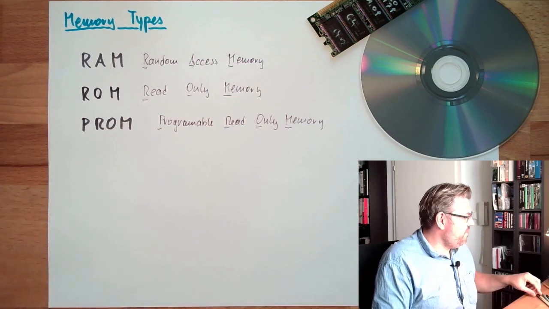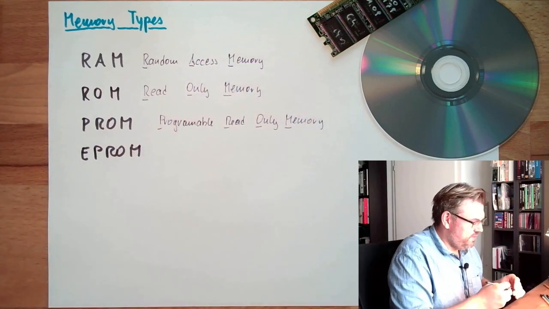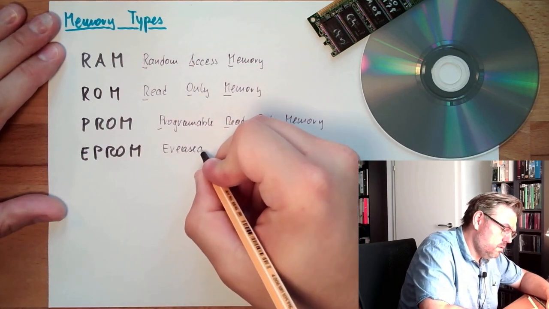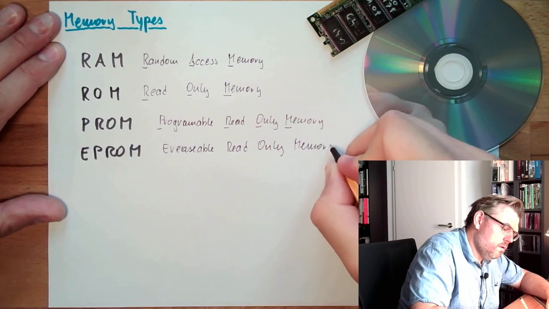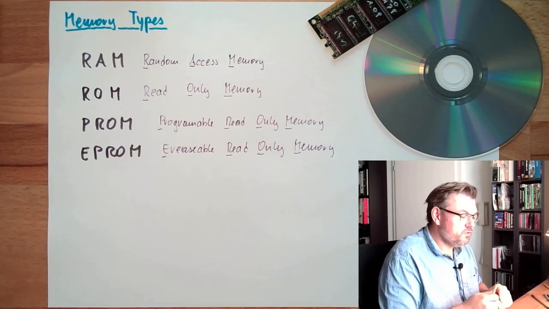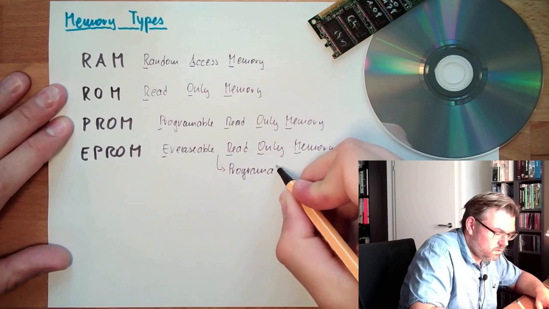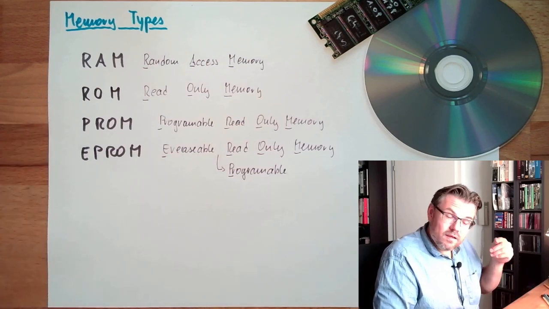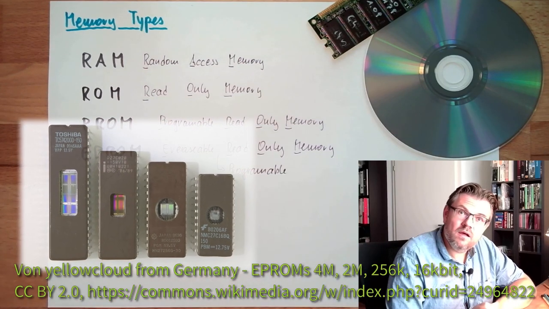PROM. Then there are so-called EPROMs. This E is now extending this. It's an erasable read-only memory. Erasable and programmable. Erasable programmable read-only memory, EPROM. You can program it. Usually there were such little flash devices. You flash the ROM, and then you can only read it.